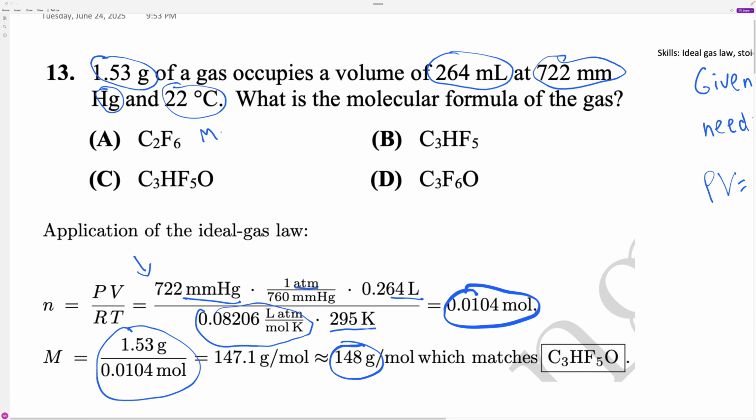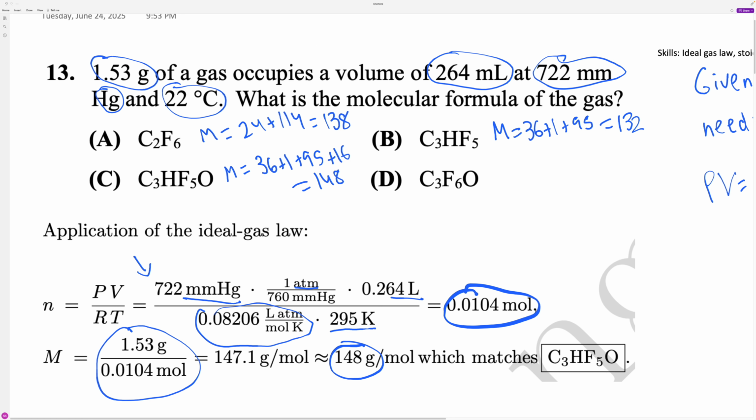Starting with A, we have that the molar mass is 24 plus 114, which is 138 grams per mole, so that's not our answer. For B, we have 36 plus 1 plus 95, which is 132, also not our answer. For C, we have 36 plus 1 plus 95 plus 16, which is 148, so that is our answer. However, I'll also calculate D here. That's going to be 36 plus 114 plus 16, which is 166 grams per mole. So C is going to be our answer.